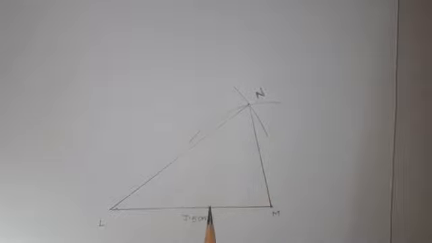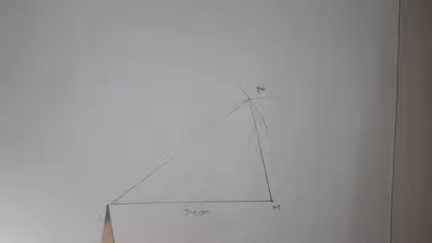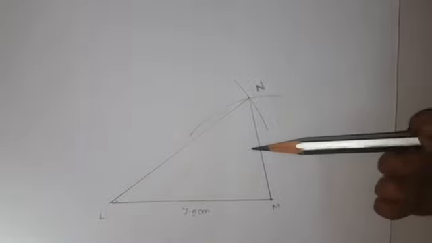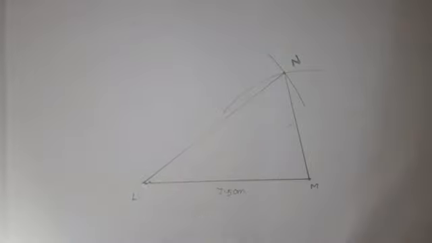After drawing the triangle, what should we do? Draw the perpendicular bisector of 2 sides. In the triangle you have 3 sides now. For any 2 sides you draw the perpendicular bisector. I am going to draw the perpendicular bisector of LM, this base side. Next, for the MN side I am going to draw the perpendicular bisector. First, the perpendicular bisector of the line LM.